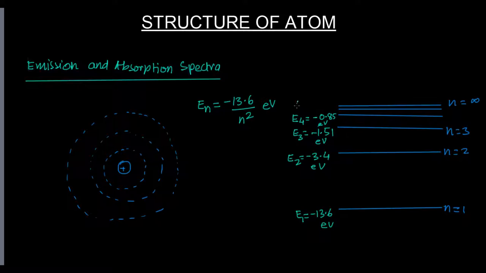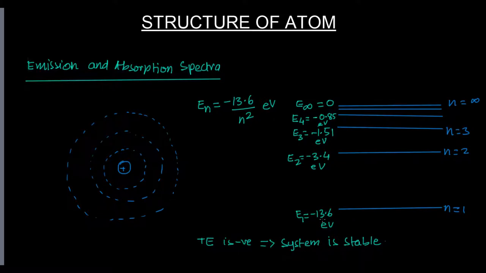At n is equal to infinity, E infinity is how much? E infinity is equal to 0. When n becomes a very, very large number, tends to infinity, then this whole thing tends to 0. We'll see this in gravitation as well: whenever the total energy is negative, it implies that the system is stable. The system is stable. Get that? The system is a stable one.